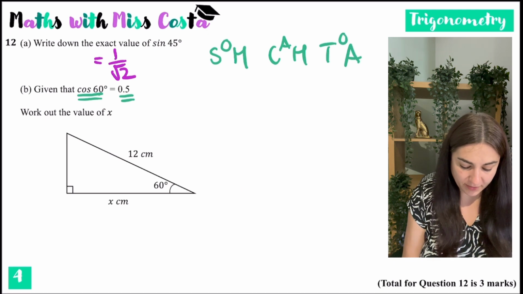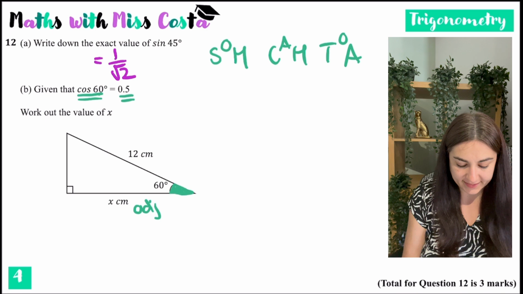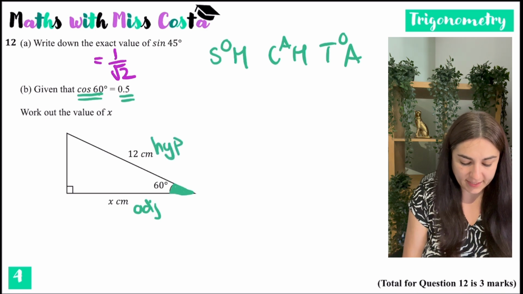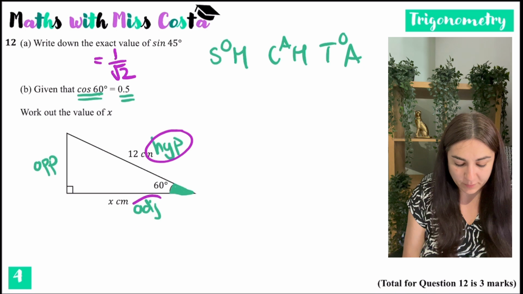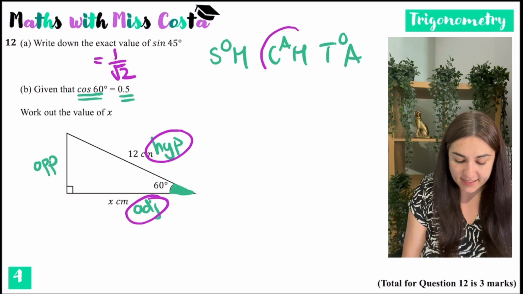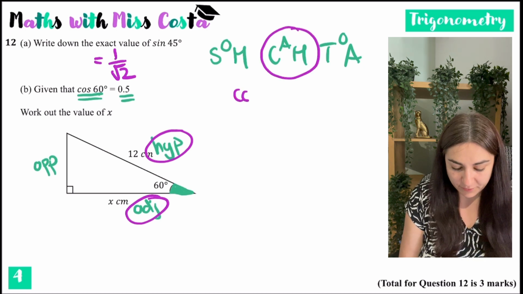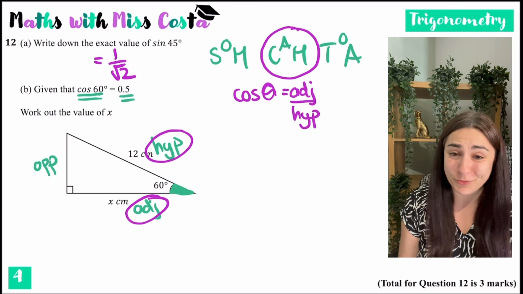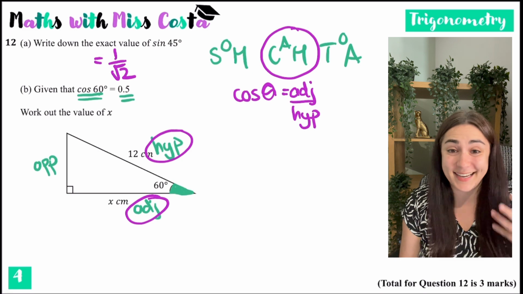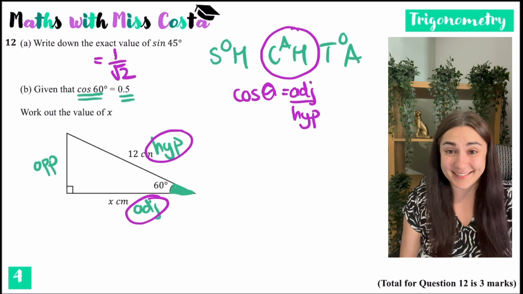I'm going to label my triangle. This is my given angle. I'm trying to work out x. This is the adjacent, that would be the hypotenuse, and this would be the opposite. Which two sides have I been given? I'm dealing with the hypotenuse and the adjacent, so I would use CA. So I write out cos theta equals adjacent over hypotenuse, and it's really helpful to just write it out, because the amount of silly mistakes you make under the pressure is mad. So just write things out and take it slow.